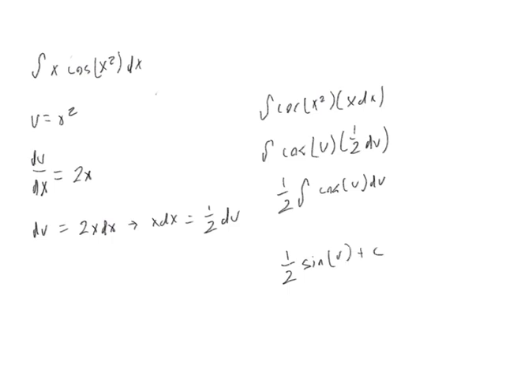Now we can substitute u back in with its original expression in terms of x, so we would just replace u with x squared, having 1/2 times sine of x squared plus C.